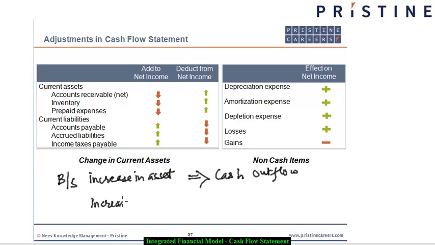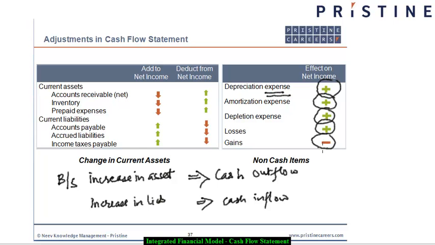Similarly, an increase in liability would essentially imply cash inflow for me. Is that okay? An increase in liability is like a cash inflow to me. Apart from that, you definitely need to remember that depreciation expense is not a cash outflow. It is an allocation. Is that okay? Similarly, amortization or depletion of assets, loss or gain in selling assets, these have no impact on the cash. So if you see them in your P&L, you definitely have to add back these elements to figure out what the cash is going to be.